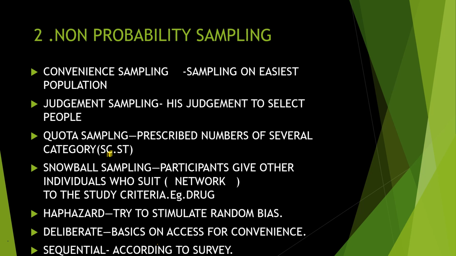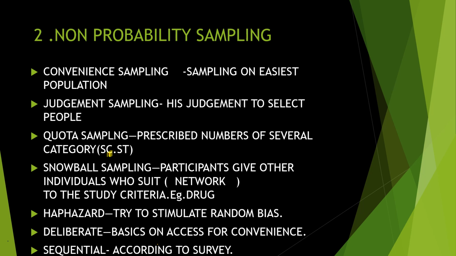Then deliberate. Deliberate means purposefully. If you want to take students of different intelligence levels, you are deliberately taking only those students who are above 140 intelligence. So it is a deliberate purpose you are taking. That is for your convenience and it is your judgment. You are deliberately taking the samples, based on convenience.